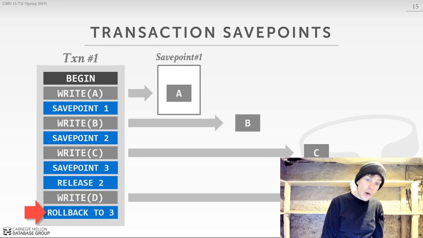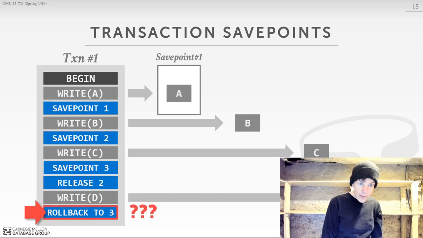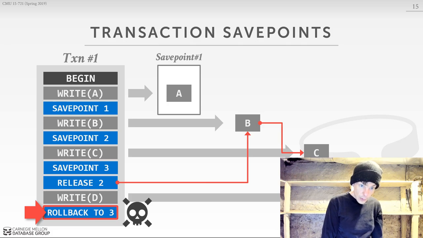And then now we try to roll back to three, but again, we're not going to be able to do this because we released save point two, which implicitly cascaded that release to save point three. So therefore we can't complete this operation, and the transaction is going to get aborted and all the changes will get rolled back.